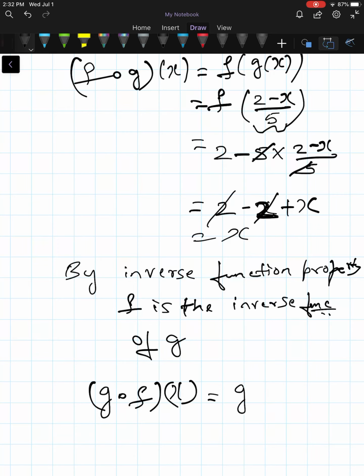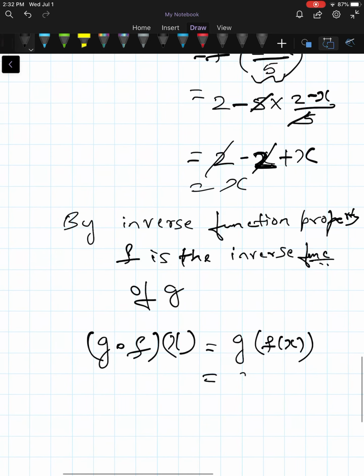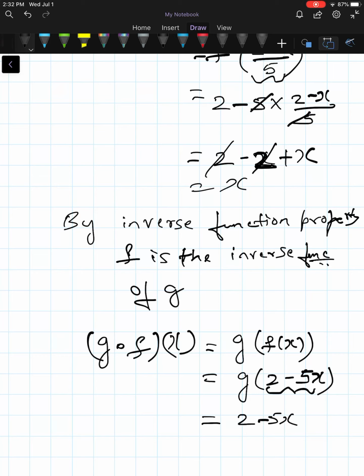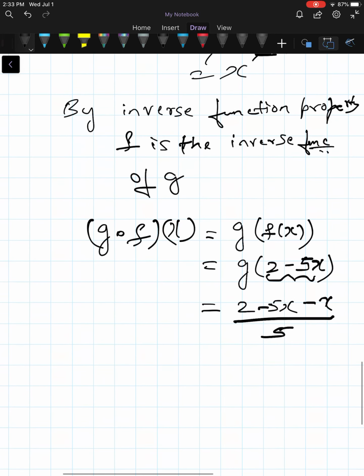So this will be nothing but g of f of x. So what is f of x? F of x is 2 minus 5x. Okay. So in g, wherever there is x, substitute this whole polynomial. So you will be getting (2 minus 5x minus x) divided by 5. Correct?